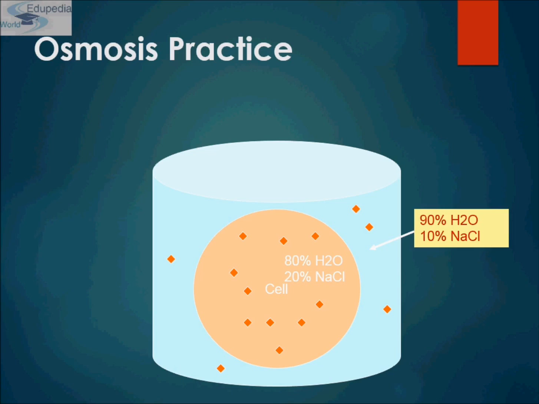See, as we know that both the cells, plant cell and animal cell, possess vacuoles. So vacuoles in animals store waste, whereas vacuoles in plants store water. Okay.